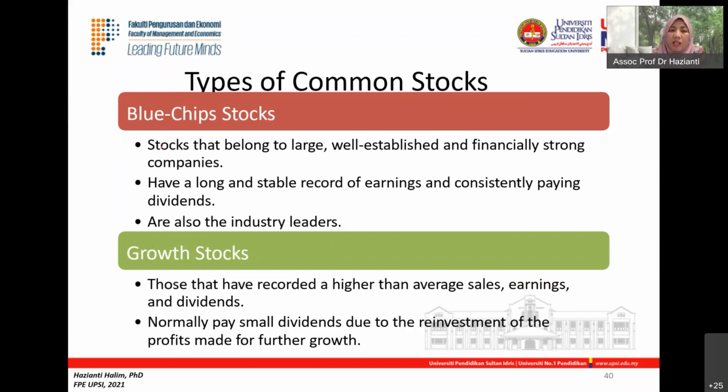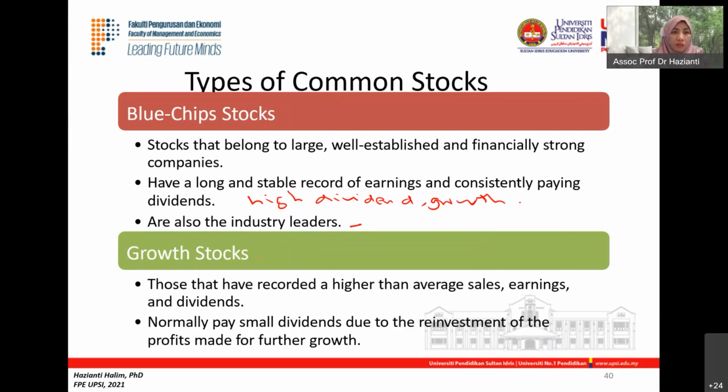They belong to large, well-established and financially strong companies, whereby these companies have a long and stable record of earnings and consistently pay dividends. Normally they pay a high dividend. They are also growth-oriented companies and industry leaders. The examples, like we mentioned last week, are the top 30 companies from the index.